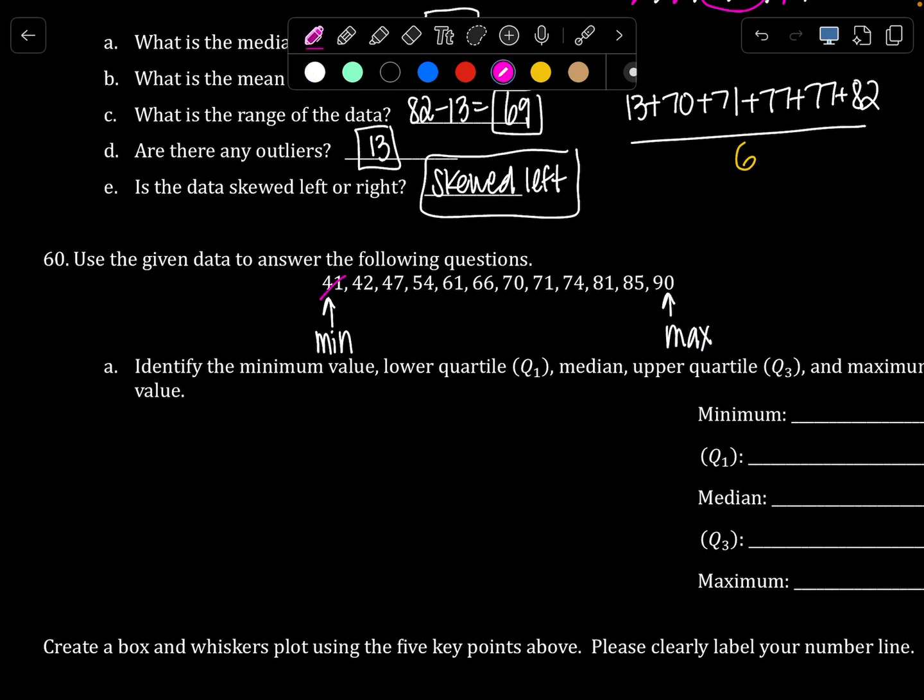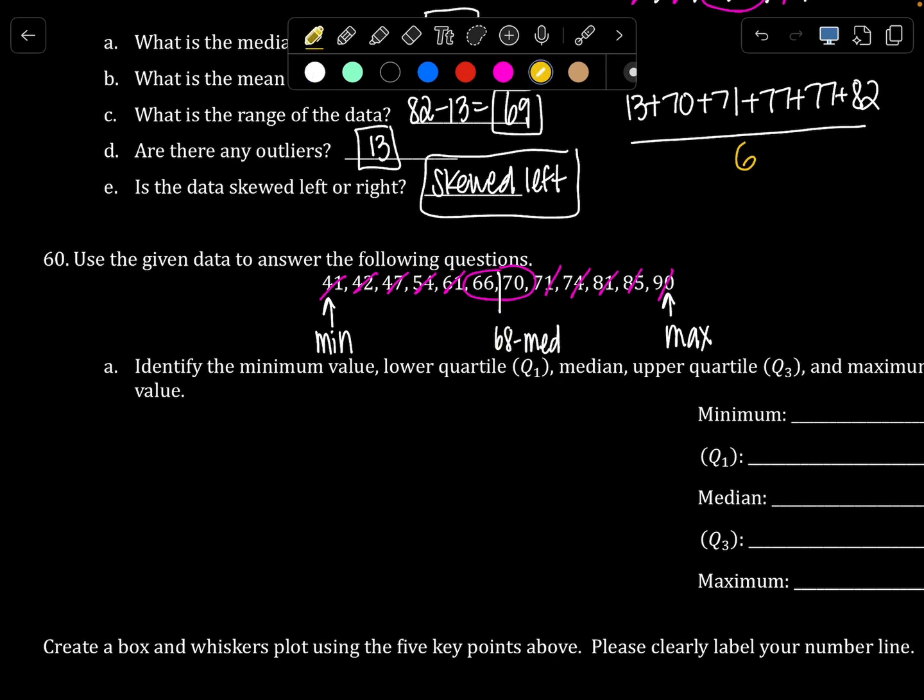Find the middle number. Go ahead and use your folding technique, I like to call it, because if you were to put these numbers in a string, you could just fold them, and you'll see that you have two middle numbers. Find the middle of those, and you get 68. So 68 is the median.